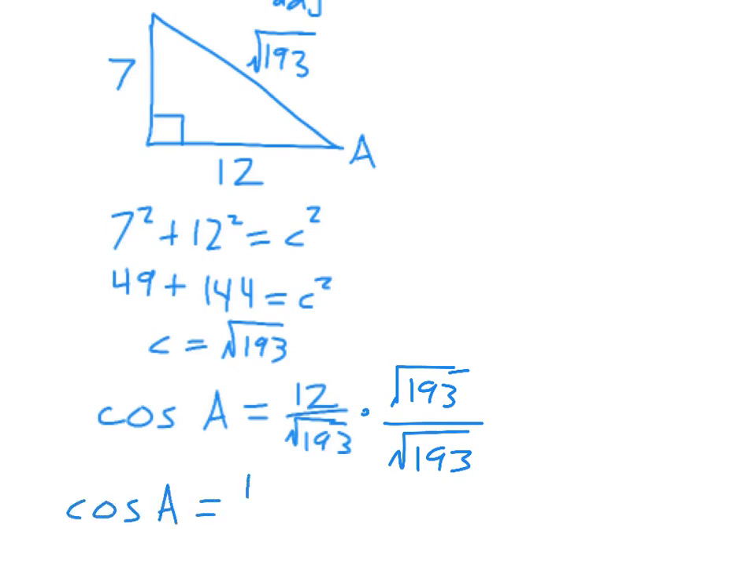Cosine A equals 12 radical 193 over 193.